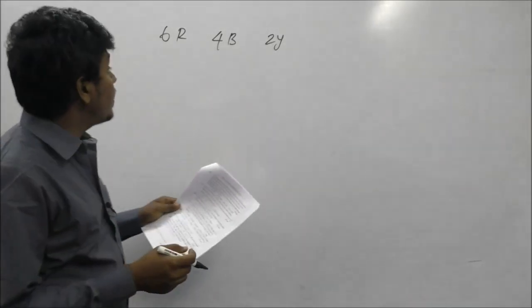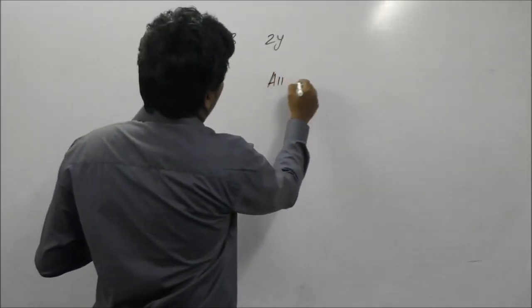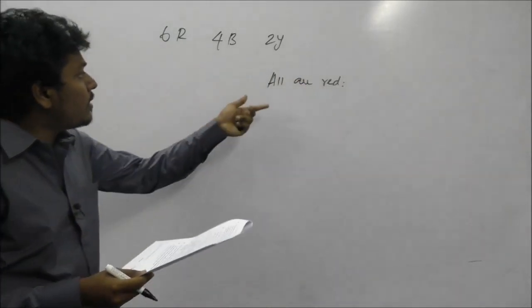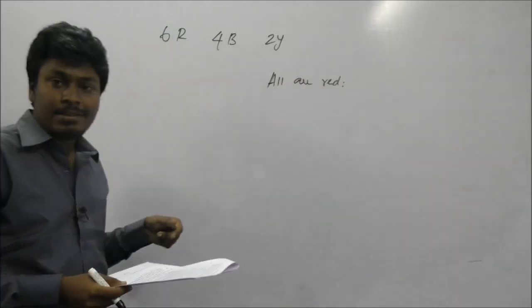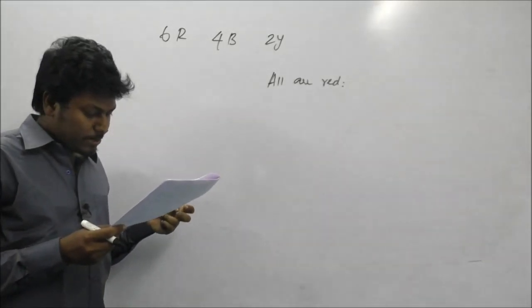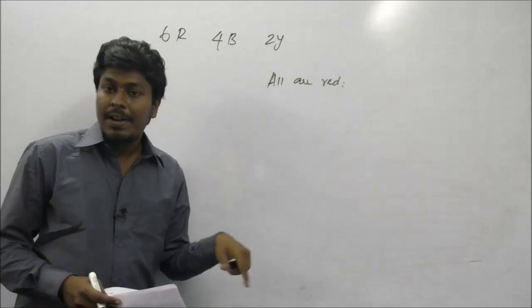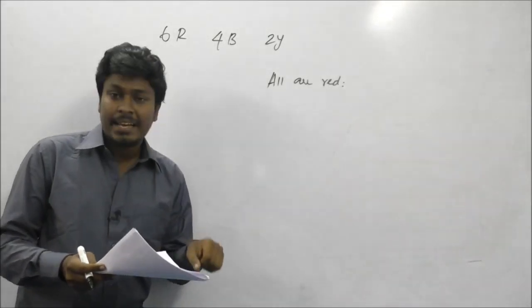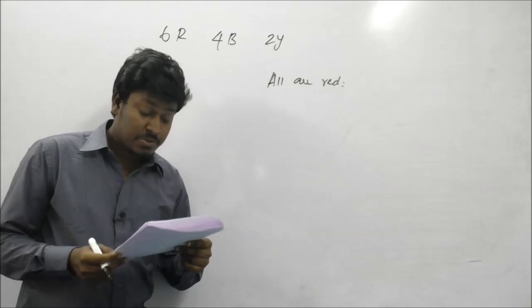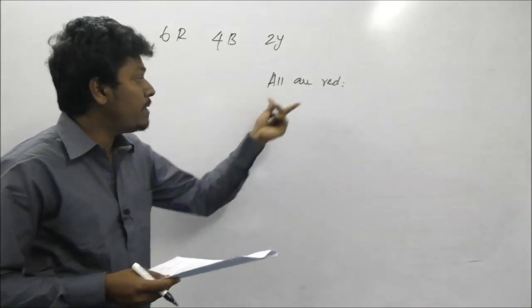In order to get all red, what is the number of red balls here? 6 red balls. I think there is a mistake in the question. Friends, they ask us to calculate the probability that all are red, but there is some word missing. I think 3 marbles are picked up, and that should all be red.